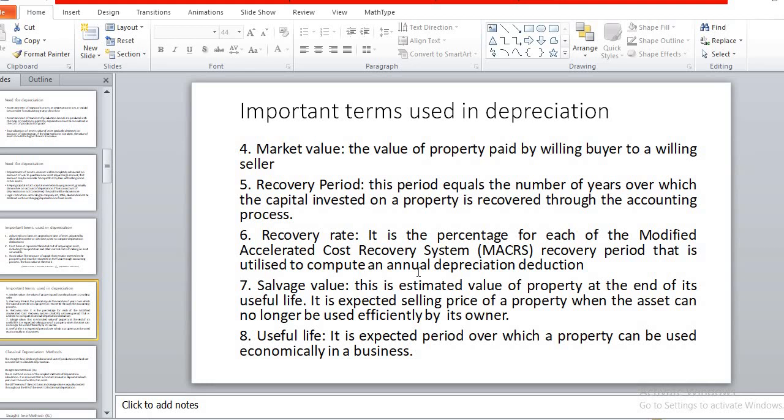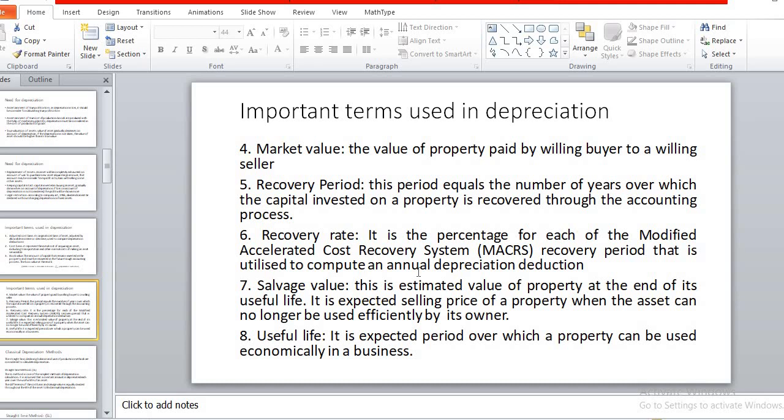Now the next one is the salvage value. This salvage value is nothing but the estimated value of property at the end of its useful life. It is the expected selling price of that property when the asset can no longer be used efficiently by its owner. That value is nothing but the salvage value. And the last one is the useful life.